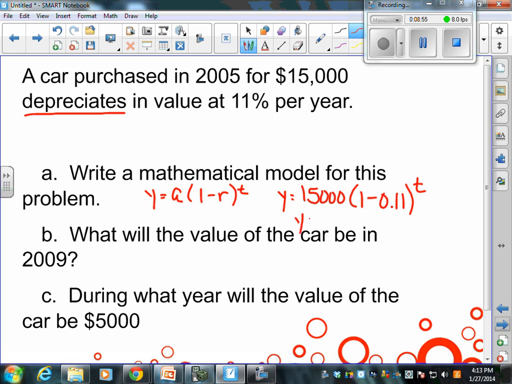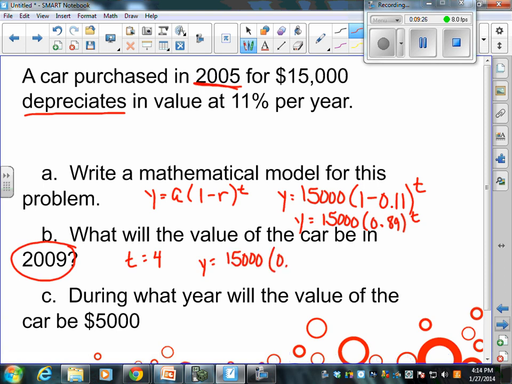So if I want to, I could go ahead and simplify that, which would be 0.89 to the t. Now, I want to know what would the value of the car be in 2009. So I want to look at 2009 as a year, so this is time, but we started in 2005. So let's let t be 4. So then I would have 15,000 times 0.89 to the 4th. So put that into our calculator.